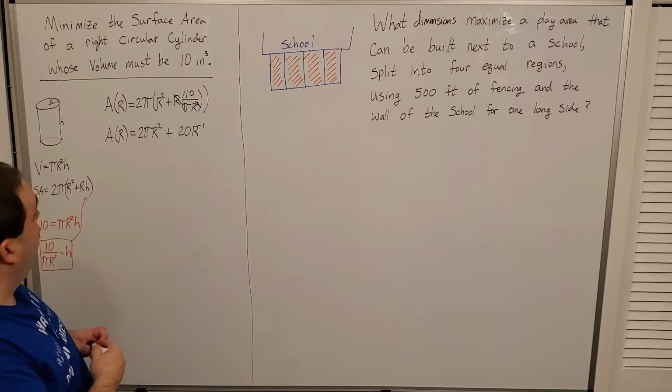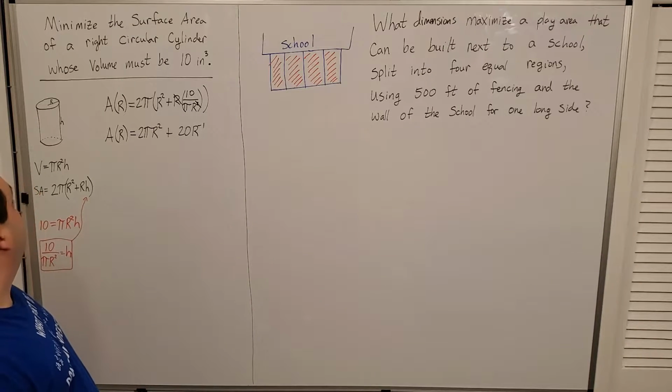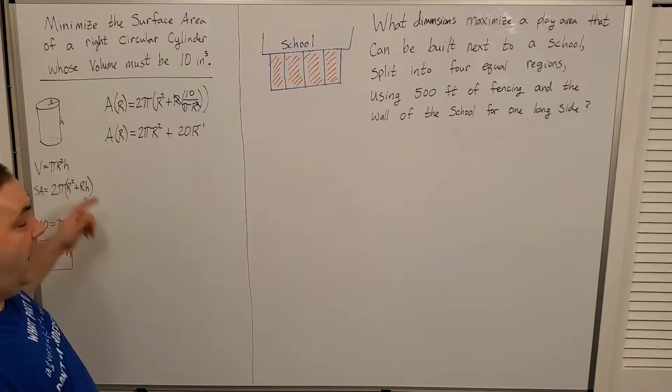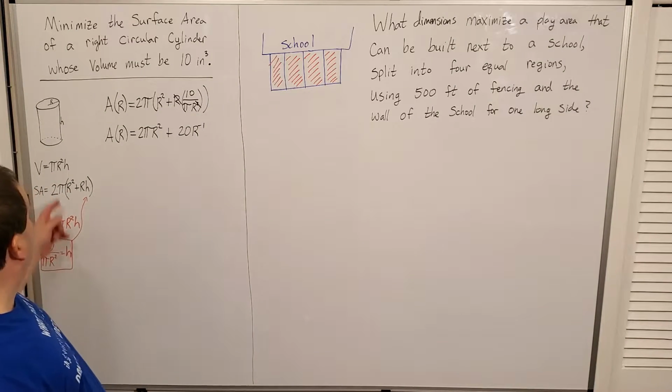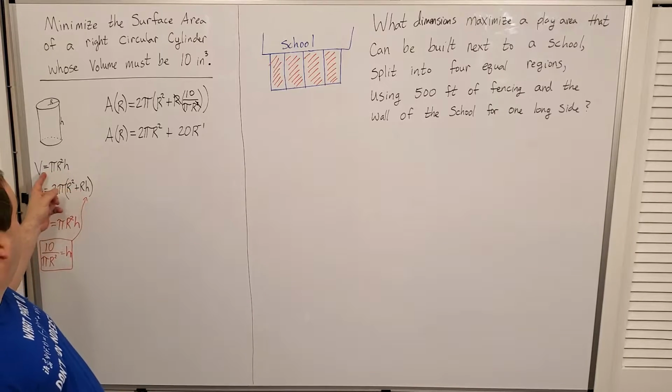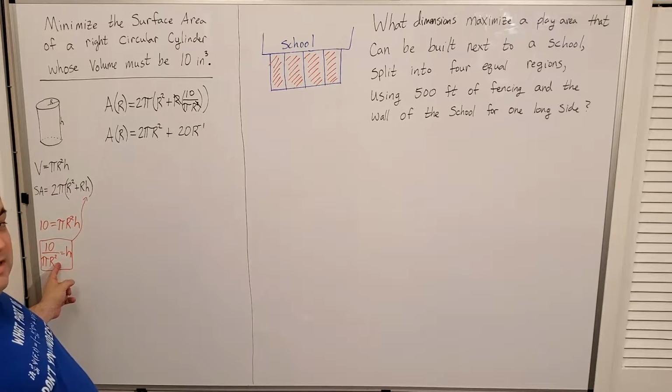And as usual, we have our limitations. Obviously, r and h can't be negative. Also, they can't be 0 because the volume is supposed to be equal to 10.